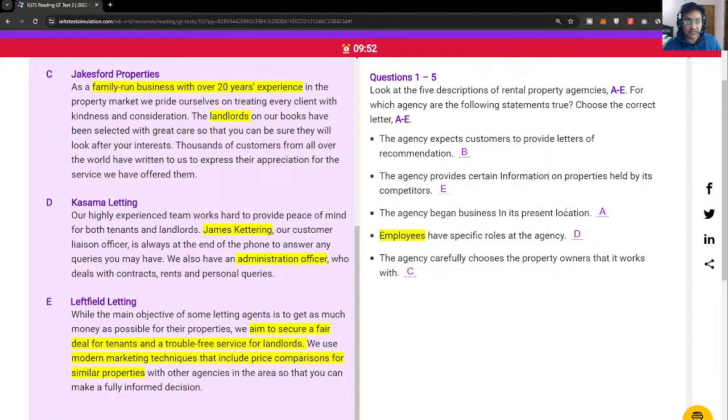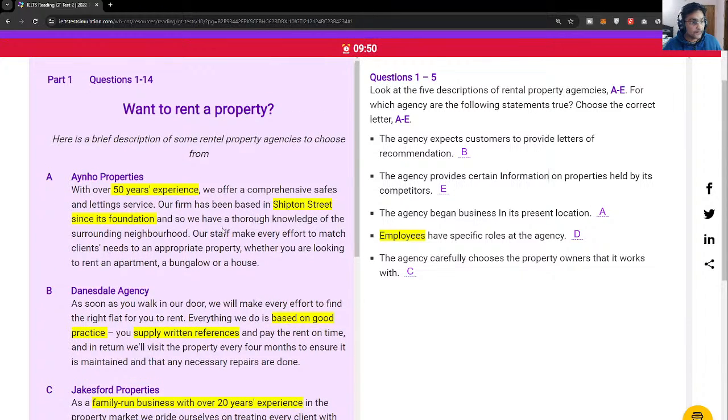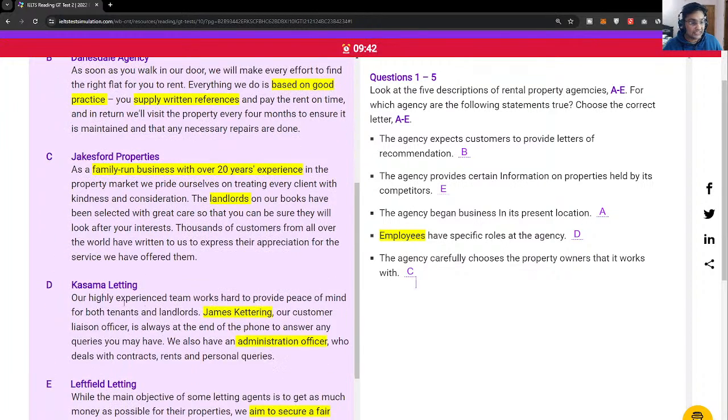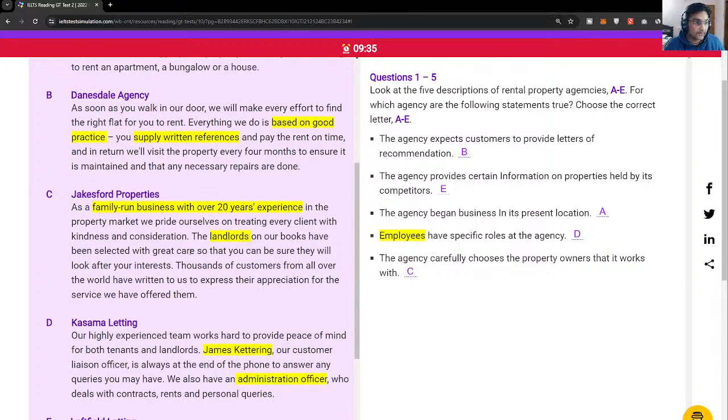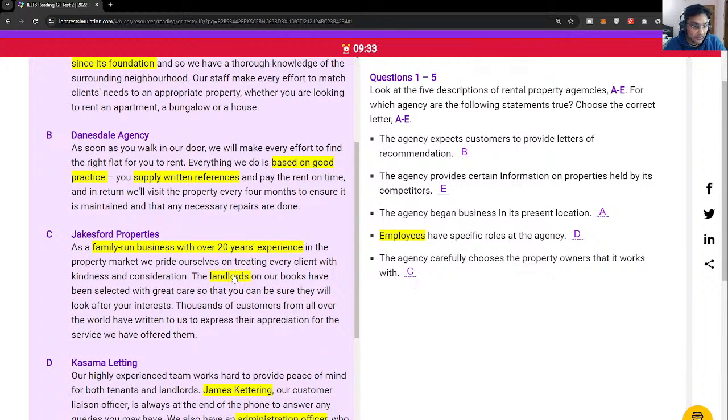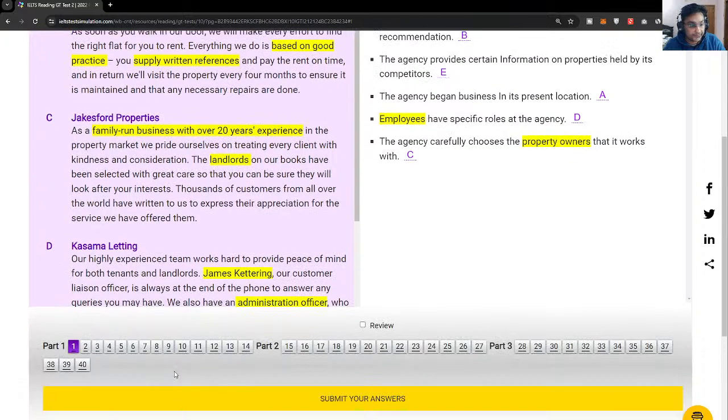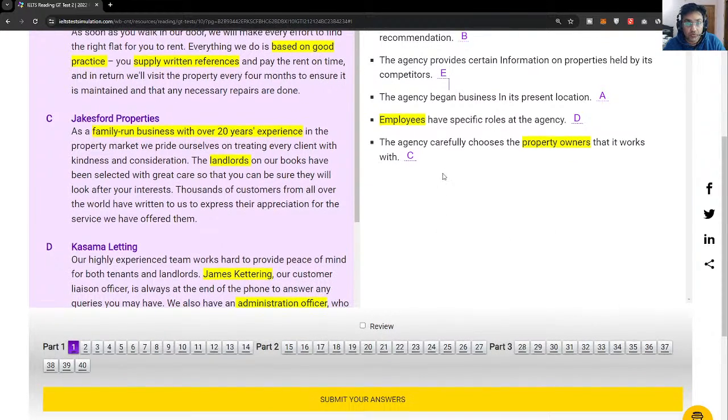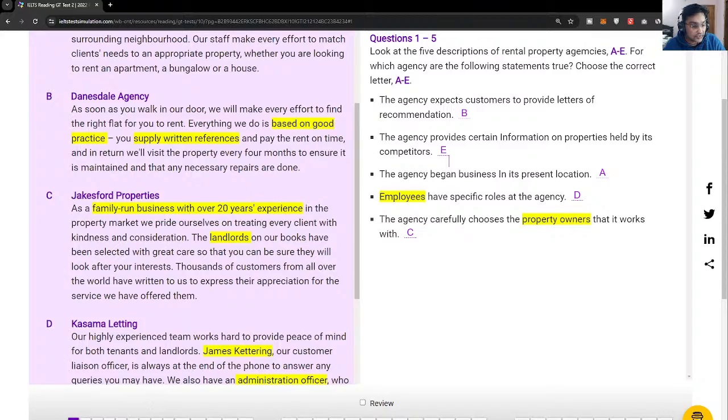Great. The agency began business in its present location, Shipton Street, since its foundation. Employees have specific roles at the agency. D. James, and then we have an administration officer. The agency carefully chooses the property owners that it works with. C. Landlords, property owners. There you go. Landlords. Okay. Let's move on to the next question.